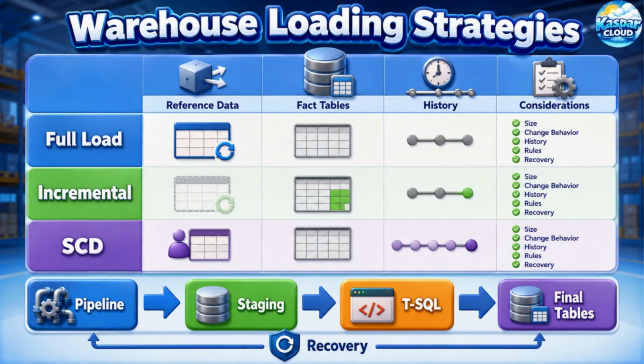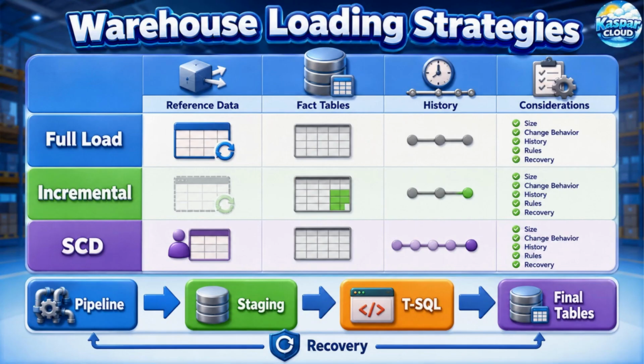Data loading strategies for a warehouse include full loads, incremental loads, and slowly changing dimension processing. A full load replaces or reloads the target dataset and may be appropriate for small reference tables. Incremental loads process only changed records and are better for large fact tables. Slowly changing dimension logic preserves or updates descriptive attributes depending on business requirements.